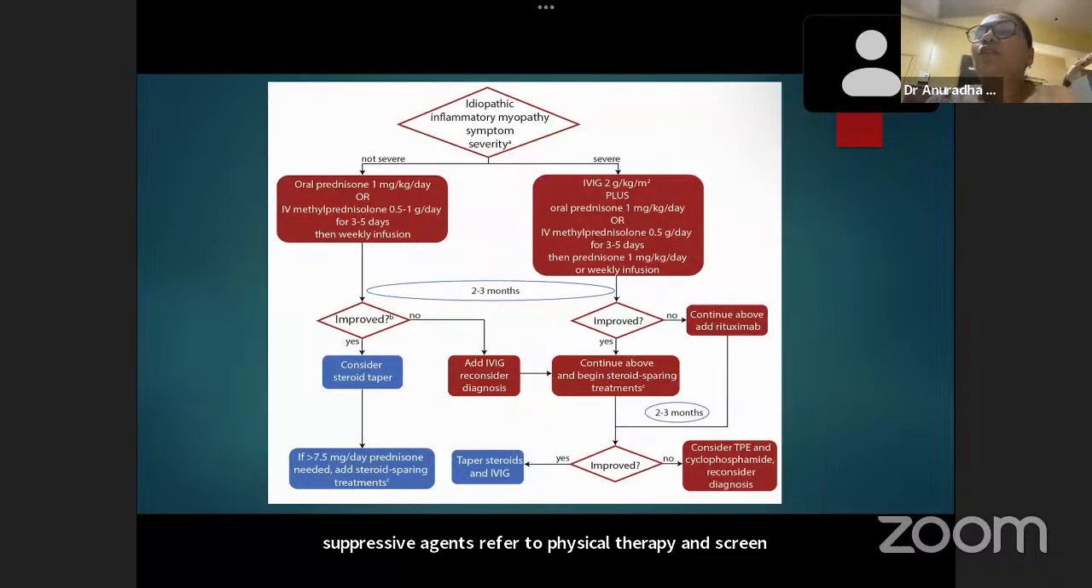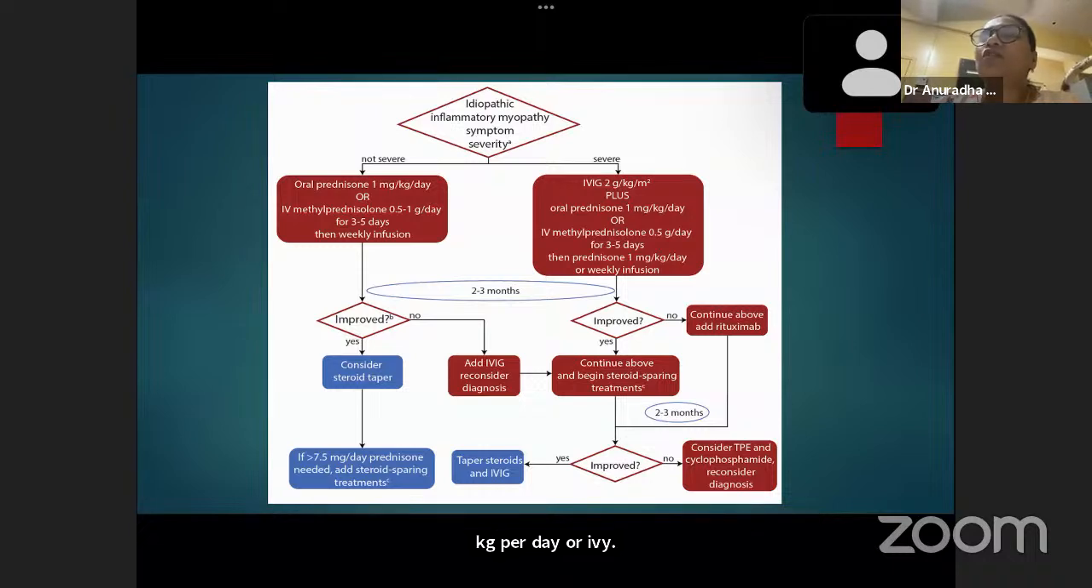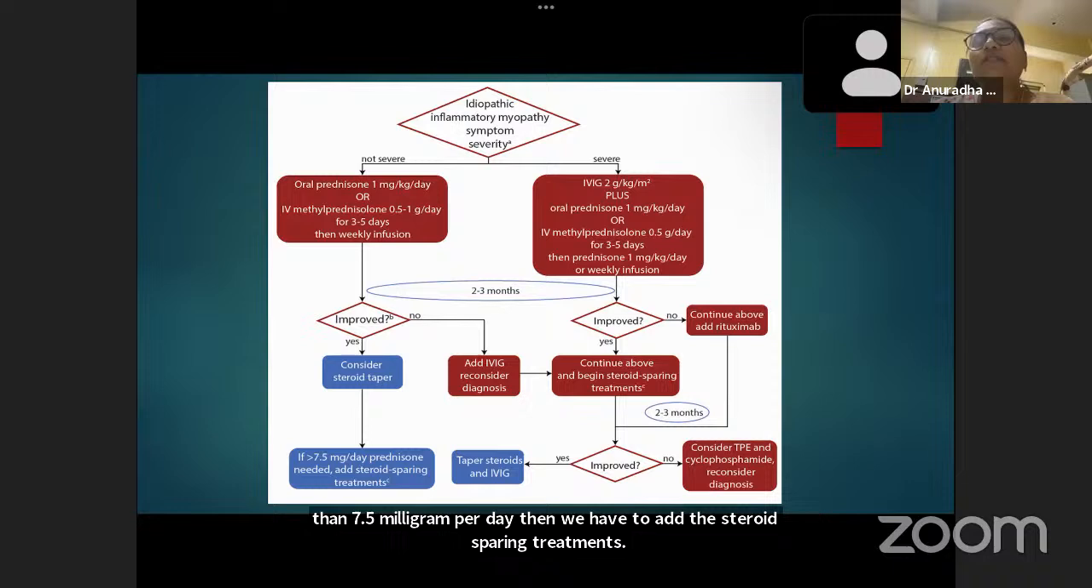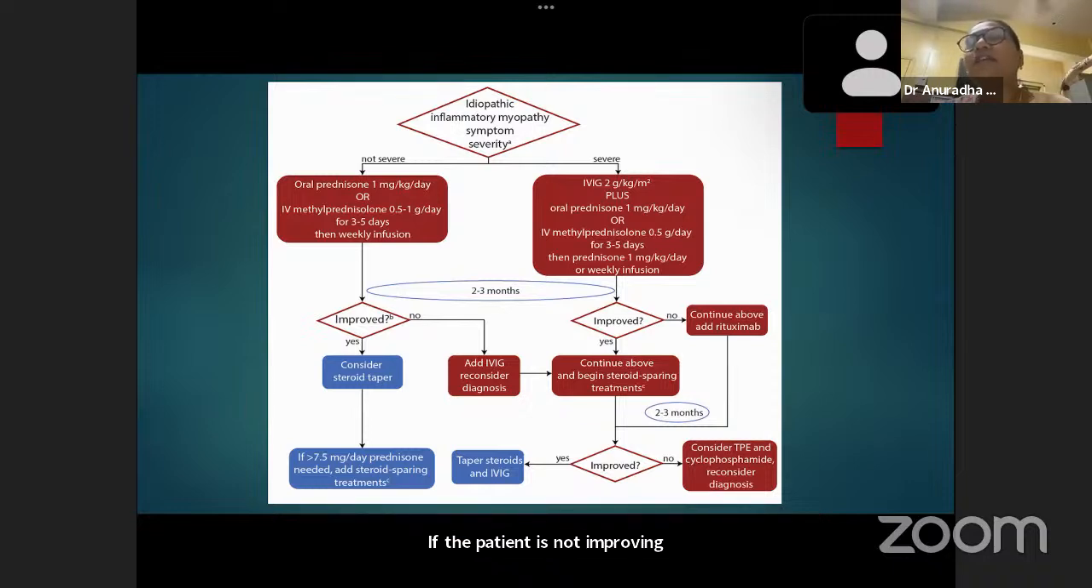This is the flow chart that we follow in the treatment of idiopathic inflammatory myopathy, depending upon the severity. If it is not severe, oral prednisolone 1 milligram per kg per day or IV methylprednisolone in a dose of 0.5 to 1 gram per day for 3 to 5 days is given. If the patient improves, we can consider a steroid taper. If the steroid requirement is more than 7.5 milligram per day, we add steroid sparing treatments. If the patient is not improving, we consider adding IVIG, or reconsider the diagnosis.